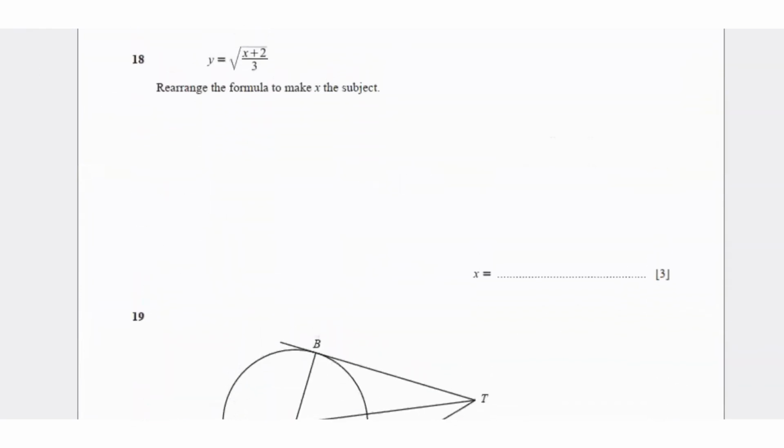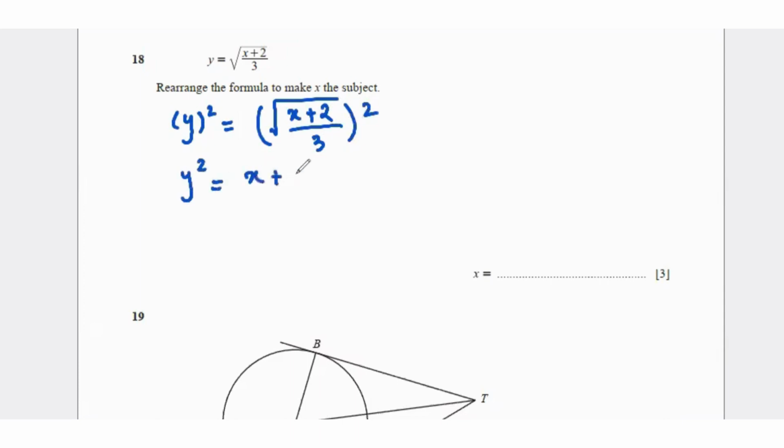Question 18 says rearrange the formula and make x the subject. So we have y equals the square root of (x plus 2) over 3. The first step would be to get rid of the square root from the right hand side. In order to do that, I'm going to square both the left hand side and the right hand side. That leaves us with y squared equals (x plus 2) over 3.